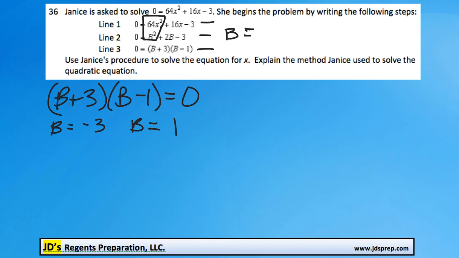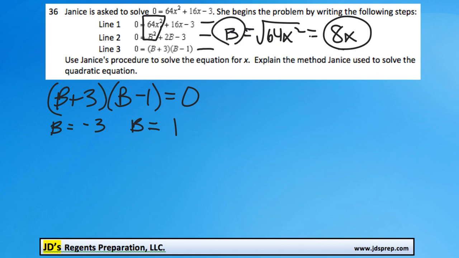64x squared became b squared. That means b represents the square root of 64x squared. And if we square root that, we would get 8x. So b is equal to 8x. And we can see that's true in the second term here because 16x became 2b, and we know that 2 times 8x is indeed 16x. So that's just to confirm that we did this properly. So we know b is the same thing as 8x.